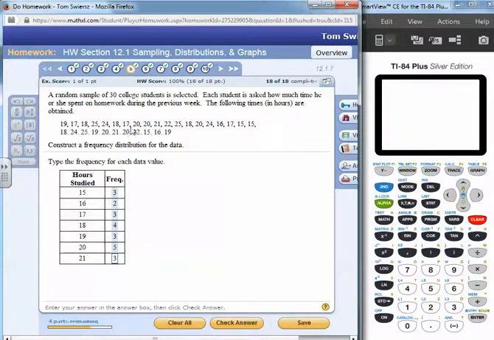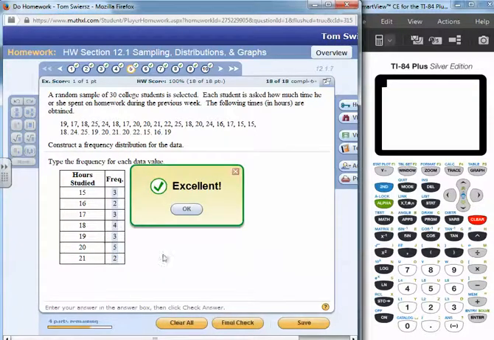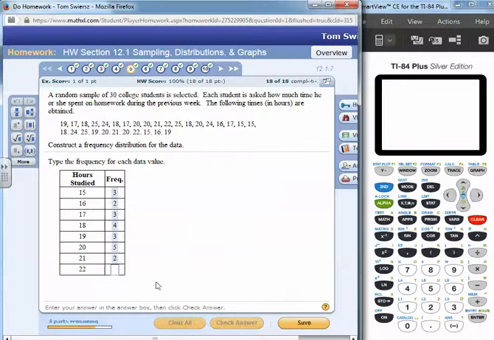21. 1, 2. Let's try 2. Okay. Guess I made a mistake somewhere there. 22, you've got to be careful. 22 is 2 scores.